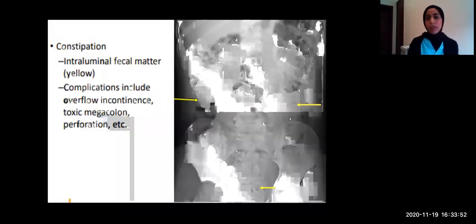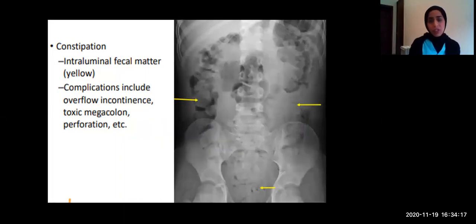Constipation is a very important entity in the pediatric age group and should not be underestimated, because constipation, if ignored, can sometimes lead to serious complications, including overflow incontinence, toxic megacolon, and perforation, in addition to the psychological effect upon babies and children. Would they be afraid to go to the toilets in public areas?